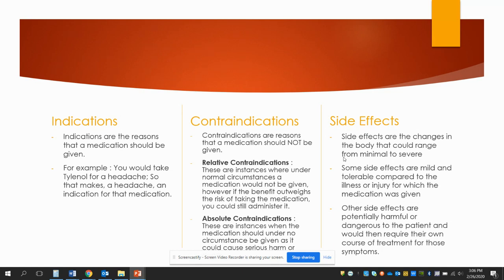Side effects, these are the changes in the body that could range from minimal to severe. Some of them, in comparison to other things, are not that bad, like nitroglycerin. A side effect of that is a headache, but when you consider that it's relieving your chest pain, the headache is a small price to pay, most would say. So again, the side effects are usually minimal in comparison to what could be going on, but sometimes they are potentially harmful or dangerous to the patient, and so we want to make sure that we are aware of every potential side effect that could happen.